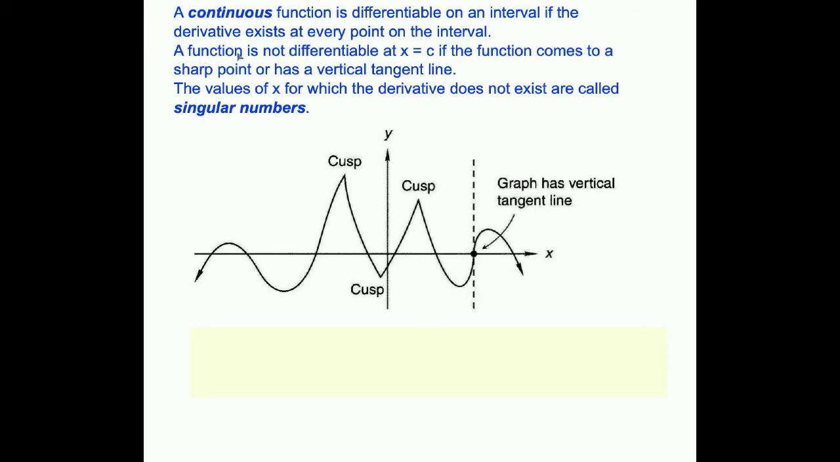And we remember a function is not differentiable at c if the function comes to a sharp point. So at these different values, there's no derivative there. So it's not differentiable at those spots. And if it has a vertical tangent line. So these x values, here, here, here, and here, would be called singular numbers, because the values of x for which the derivative does not exist are called singular numbers.